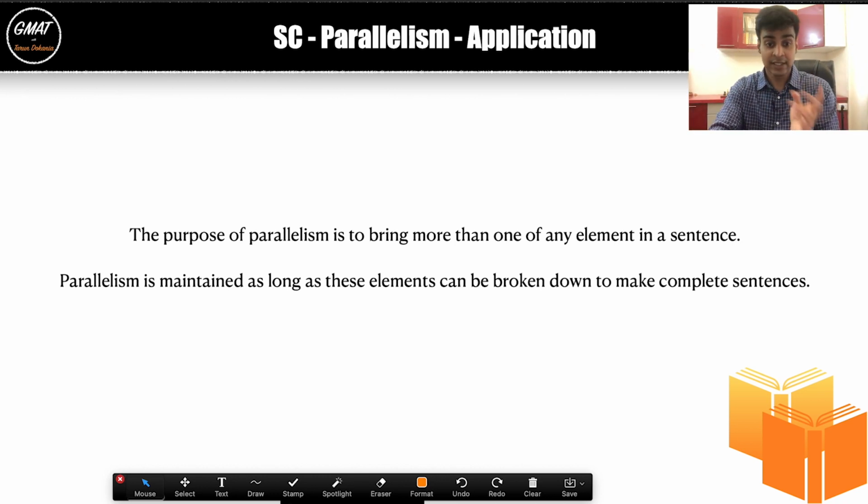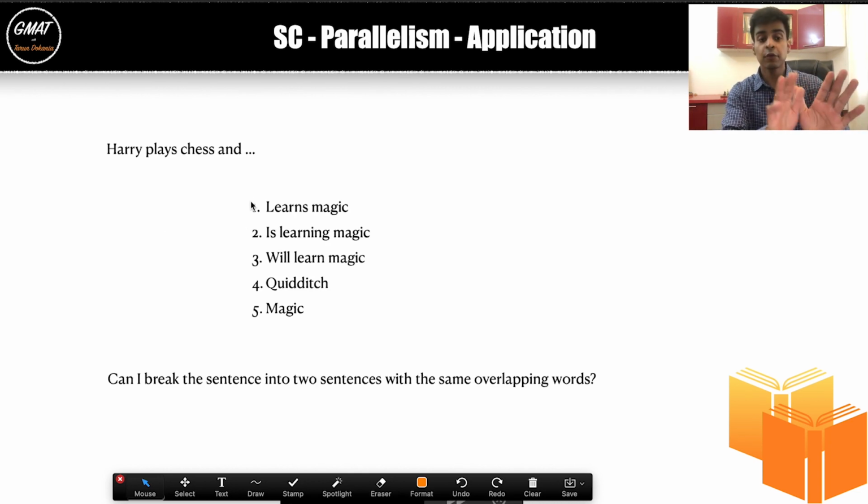For example, let's look at a sentence. I have Harry plays chess as the first part of the sentence, right? This in itself would be complete. Harry plays chess is a complete sentence. But in case I need to add more, I'm giving you 5 options. Pause the video, take a minute and think about which of these is right and which of these is wrong. Multiple could be correct, so there's no limitations. Pause, check, we'll start again then.